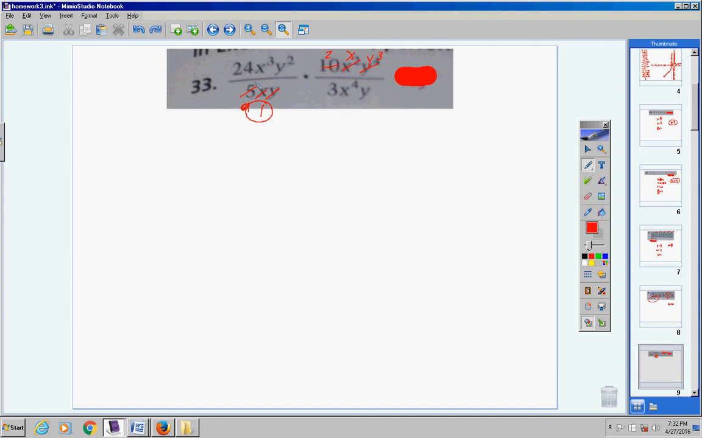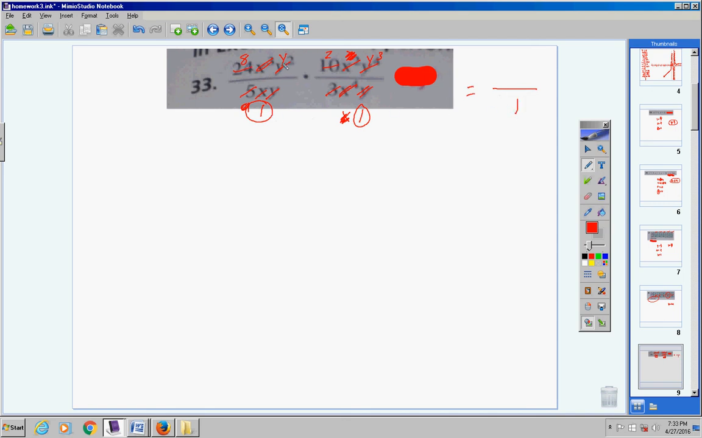Now let's cross cancel this way. 3 goes into 24 8 times. I have 3x's and 4x's. Take 3x's away. That leaves me with 1x. I have 2 y's here and 1 y. Take 1 y away, leaving you with a y. Okay? Now I've got some more canceling I can do. Look at your vertical canceling. I have an x here and an x here. So this x reduces with this x here. So I have nothing left down here but a 1. So let's go ahead and multiply. 1 times 1 is 1.